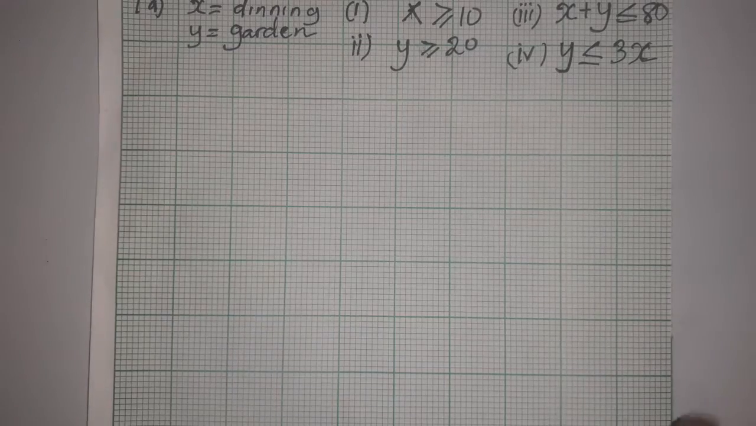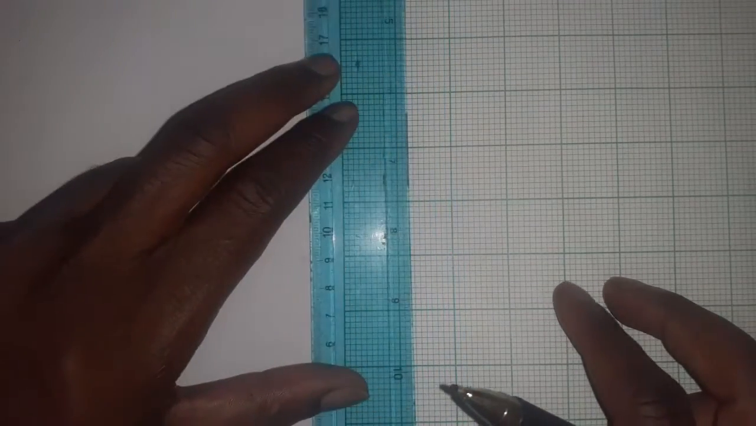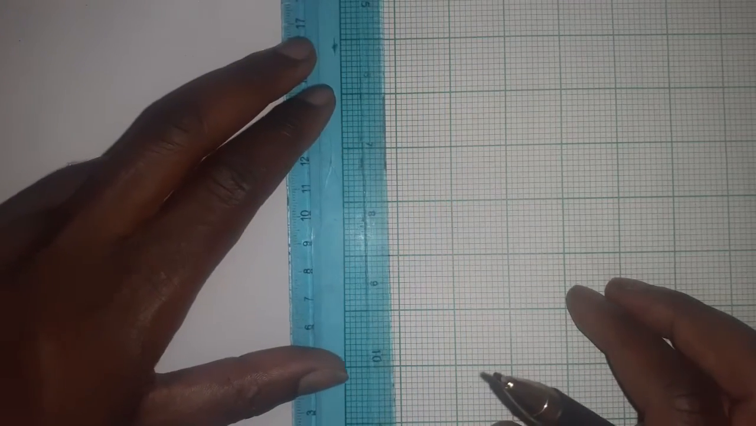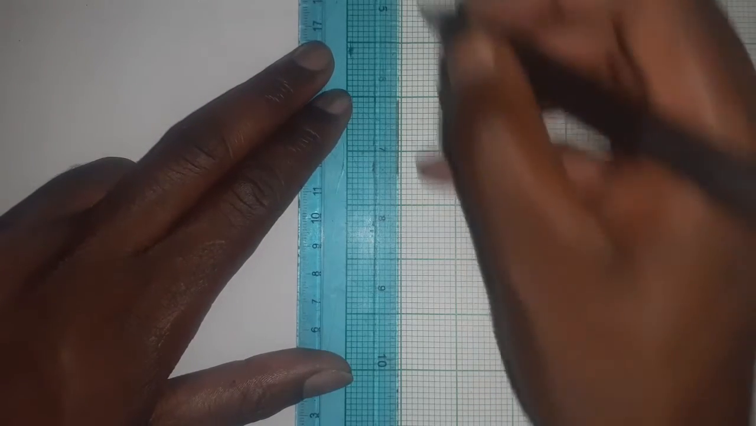So how are we supposed to do that? We draw. We can do that here.